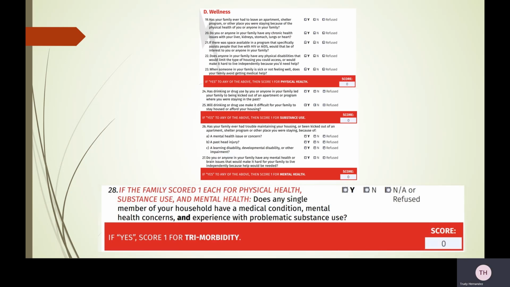Wellness is all the same. The one thing I do want to point out, and this will be a little bit on your end, unfortunately, is that our HMIS system won't be able to tell exactly how the answers are being asked on this.